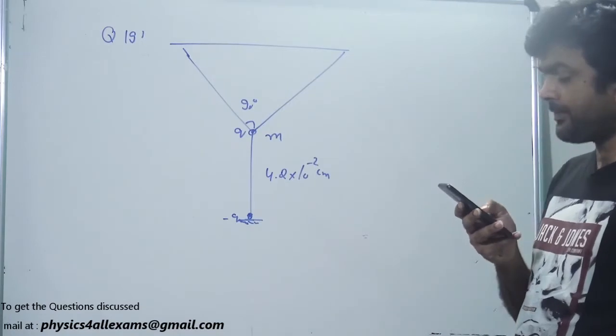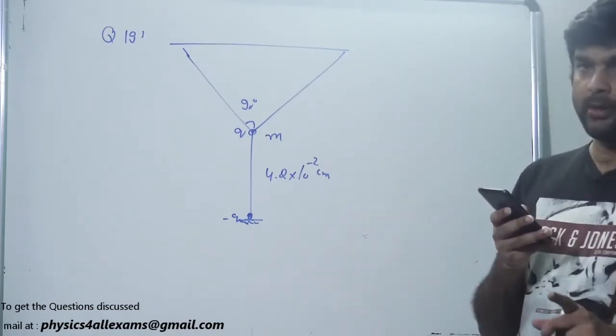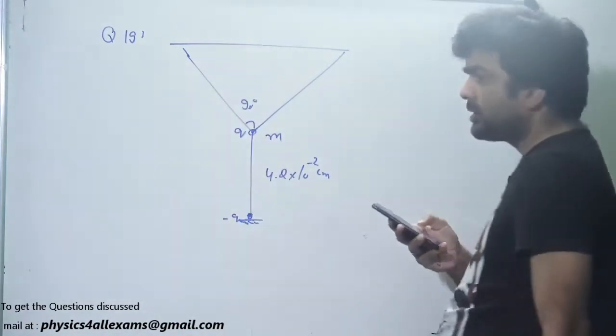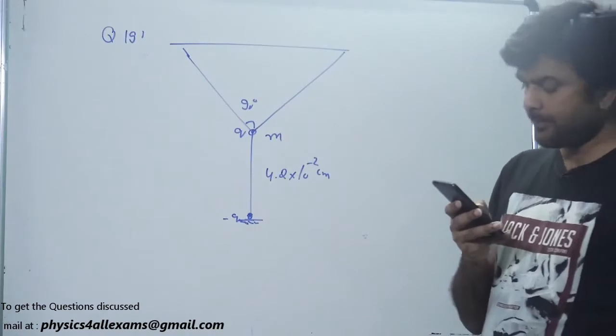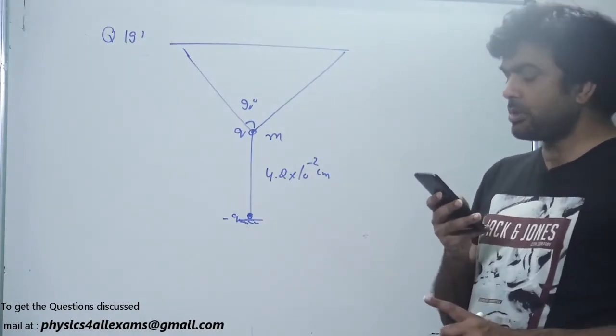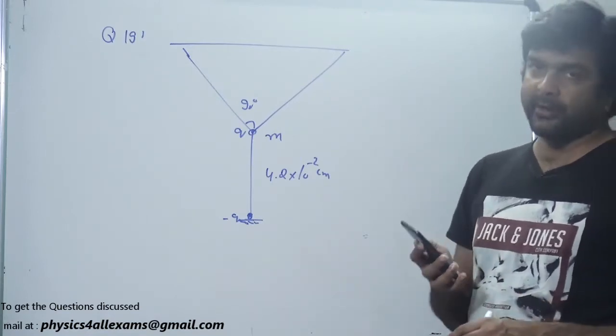It is given that due to this the tension in the string is doubled. After keeping this charge minus q at this distance, the tension in the string gets doubled in both the strings. Determine the charge on the ball and the tension in the string after electrostatic interaction.